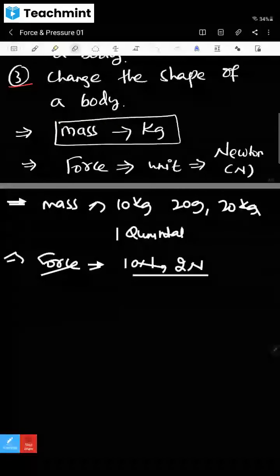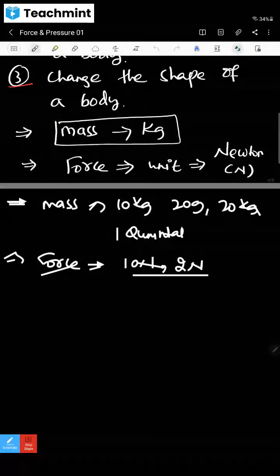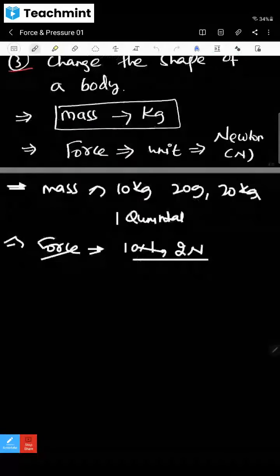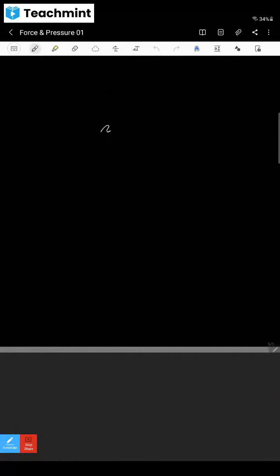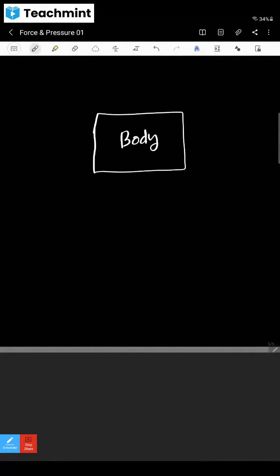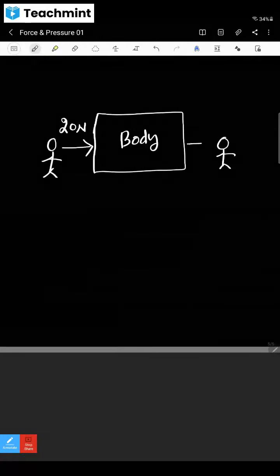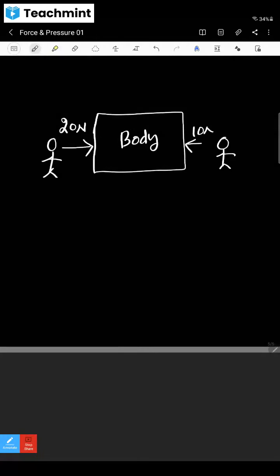All right. So let's see what will happen here. Look at this, dear children. For example, I have one body here. Now, this body, what happened? Here is one person. He is trying to push it like this. How much force is he applying? He is applying 20 Newton. Now here is another person. He is trying to apply some force here. That force is 10 Newton.